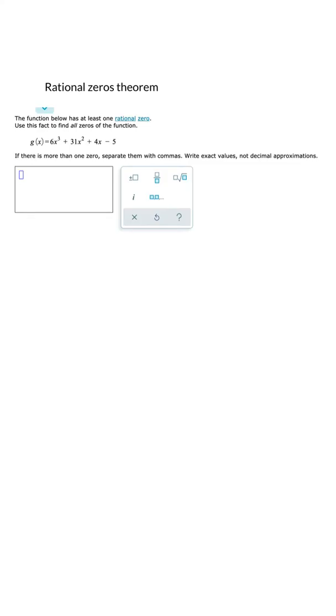I'm going to be doing a problem on the rational zeros theorem. In this example, we're given the function that has at least one rational zero, and we're going to use this fact to find all the zeros of the function.